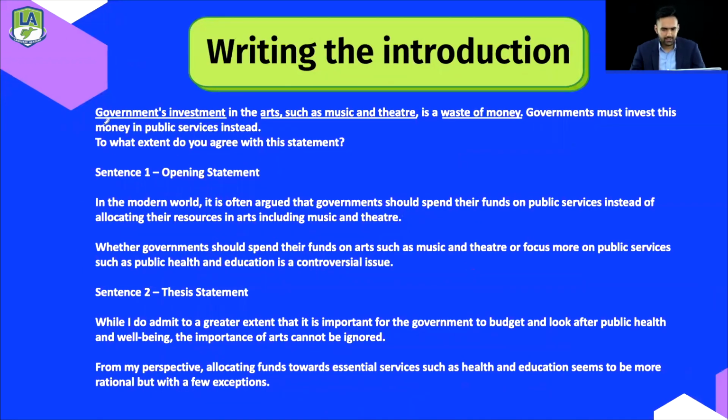We have got these keywords: government's investment, arts, music and theater, waste of money. They should invest their money in public services. First sentence, we need to paraphrase this. In the modern world, it is often argued that. So this is the phrase. Governments, I don't have any alternative for governments, I'll just use it. Should spend, instead of invest, spend their funds, money, funds on public services instead of spending or investing, allocating their resources in arts, including music and theater.